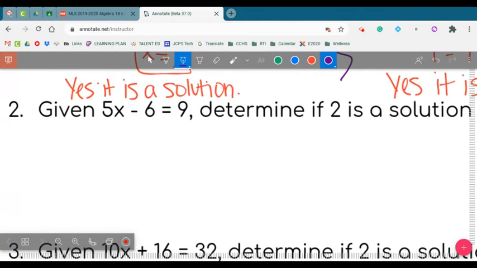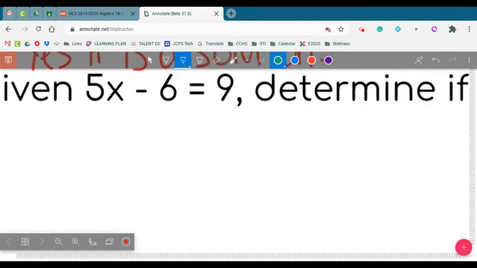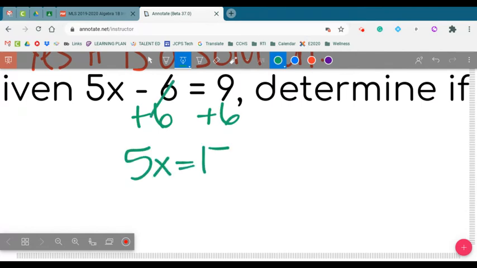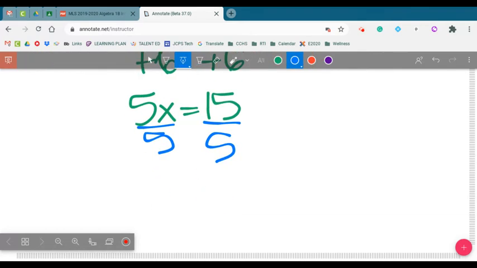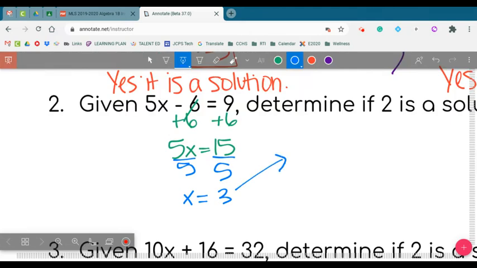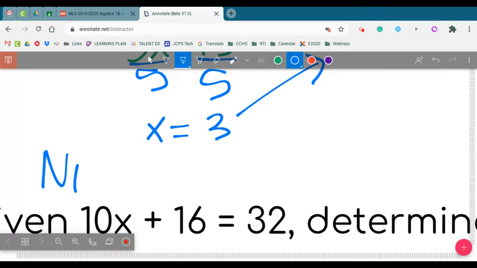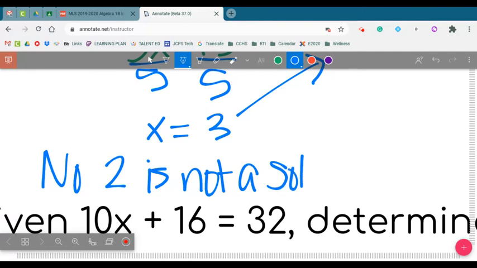Okay, the next one I have 5x minus 6 equals 9. Determine if 2 is a solution. So I'm going to solve this one. I'm going to do it both ways again. You get 5x equals 15. If you guys don't realize, this is the same problem from above. So I get x equals 3. Is 3 what I wanted to get? No. So you would put no. 2 is not a solution.